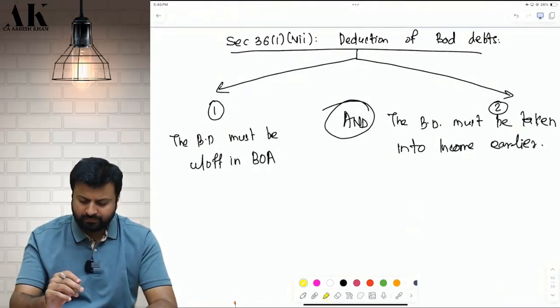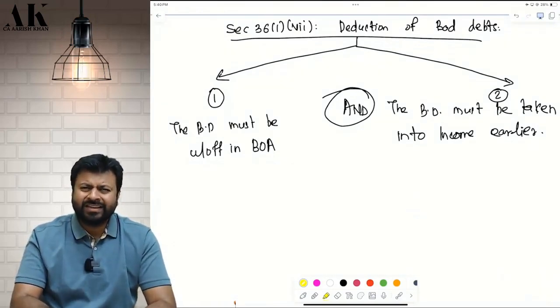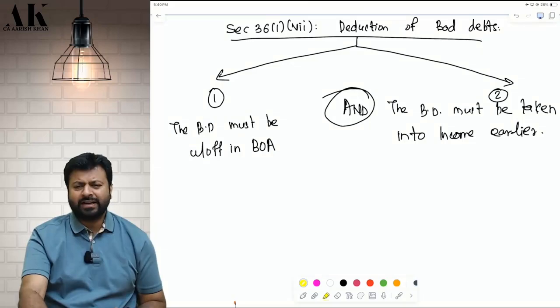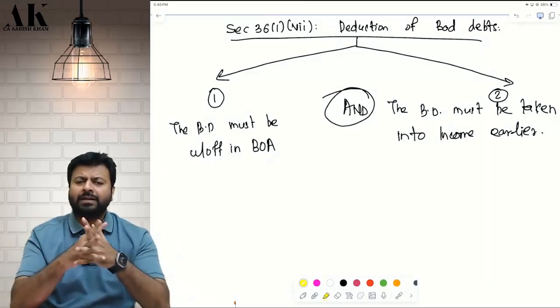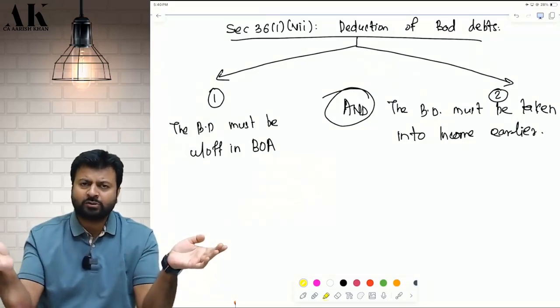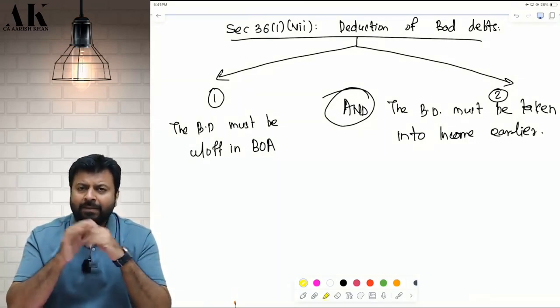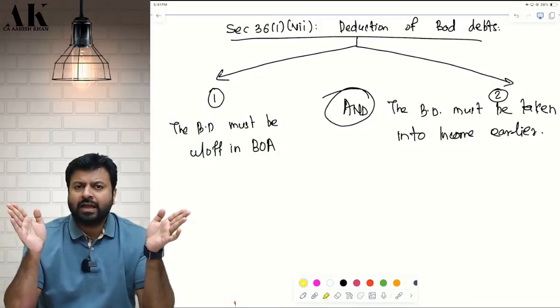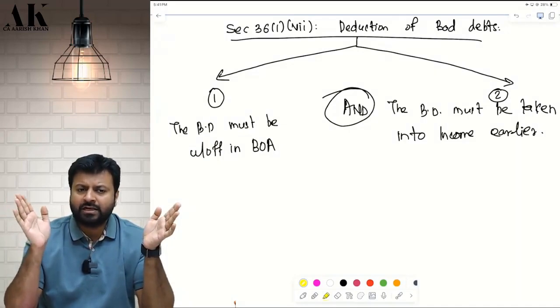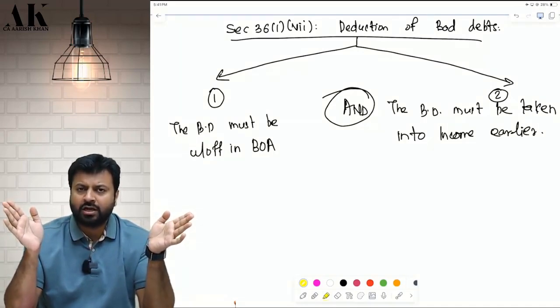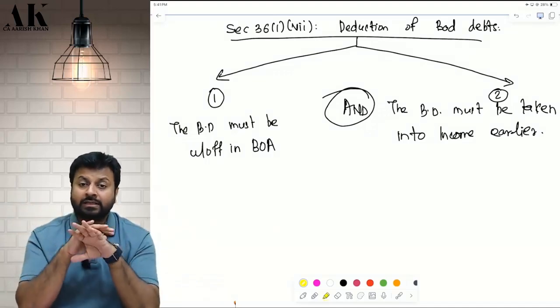Third thing. Sir, to claim bad debt, is it necessary that I have to prove to the department that I have taken all the necessary steps to recover the money? Sir, am I supposed to prove to the assessing officer that I have followed up with the customer, but the customer is not paying me the money? That is the reason I have taken the bad debts claim as deduction. Am I supposed to do all these things? The answer is a big no.